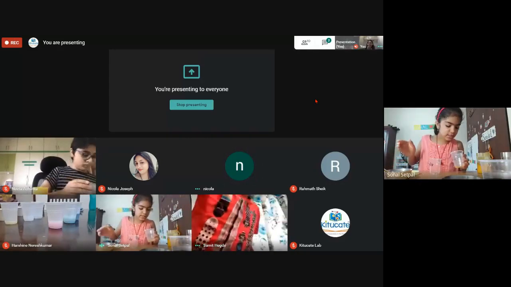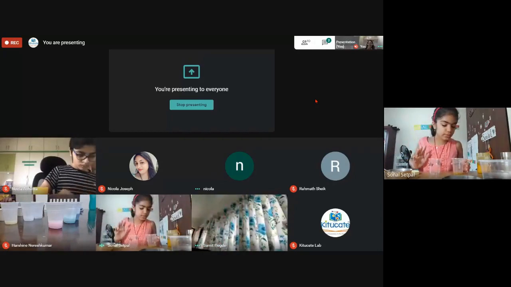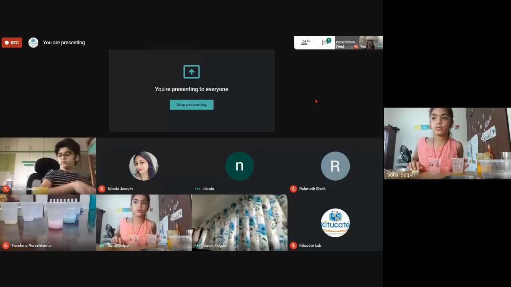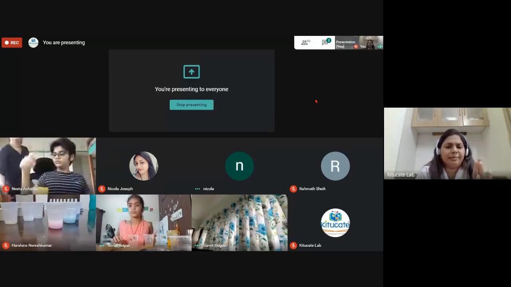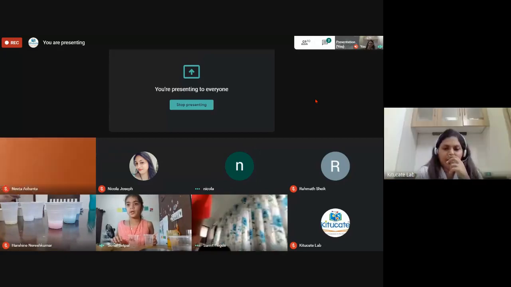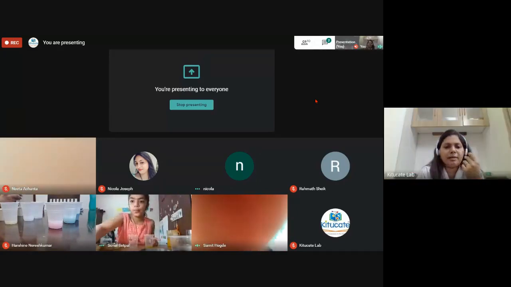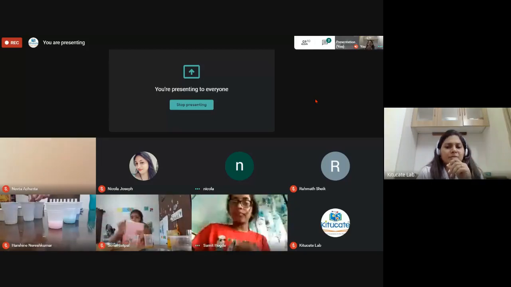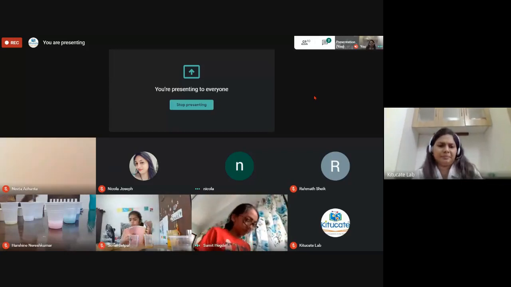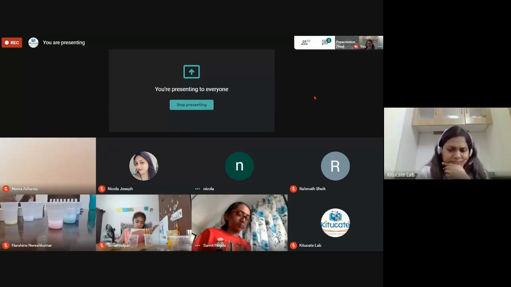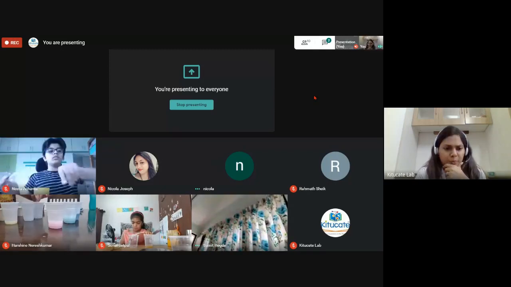Ma'am, vinegar, the turmeric goes in and it becomes yellow. Okay, so the indicator remains the same color. It remains yellow. Yeah. Okay, note it down. So soda means it is a base. So in soda, turmeric shows a red color. And in acid, turmeric remains yellow.